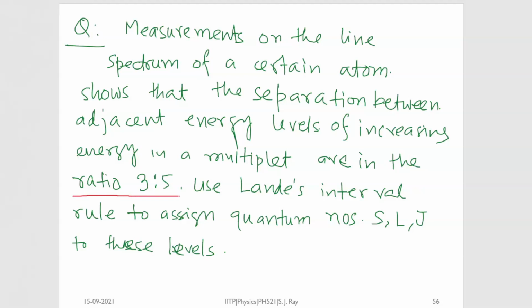You please try it at home. So what it says is that some transition is happening, and in the multiplet, the separation between adjacent energy levels is in the ratio 3:5. So you have to find out the values of S, L, and J. Okay, so this is your homework. You try it at home. So with this I'll finish today's class.